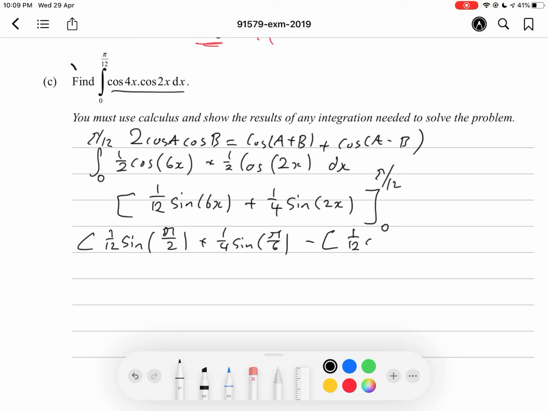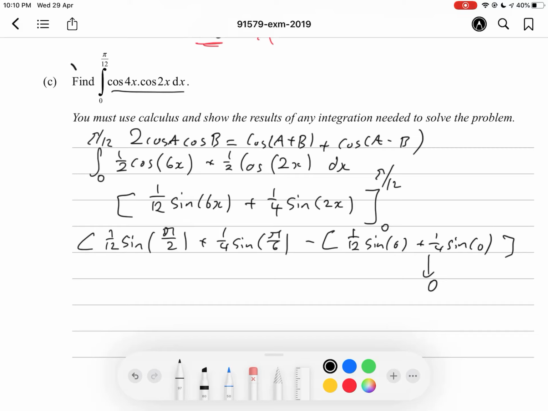Minus everything, if we put 0 for everything. So sine of 0 plus 1 over 4 sine of 0. You know sine of 0 is just 0, so this whole integral, this whole section is just 0. So sine of 1/2. If we can calculate the sine of 1/2. Sorry, I'm on degrees.